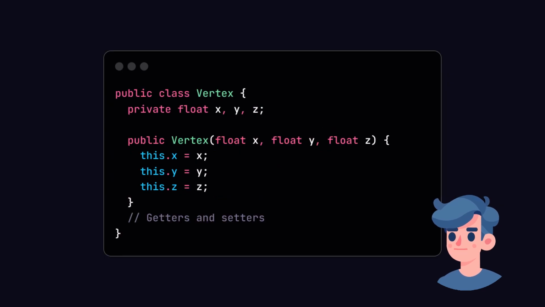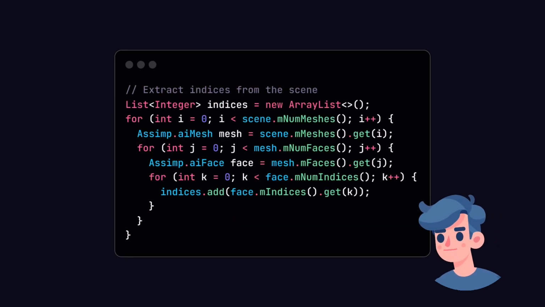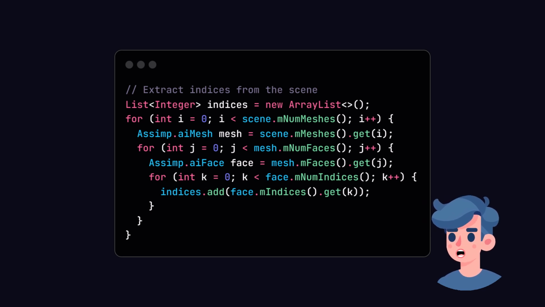The vertex data can now be stored in a custom vertex class. Let's create that class to encapsulate the properties of a vertex. Next, we'll need to extract the indices for the faces of the model. Indices are used to specify how vertices are connected to form faces, which are essential for rendering the model correctly.